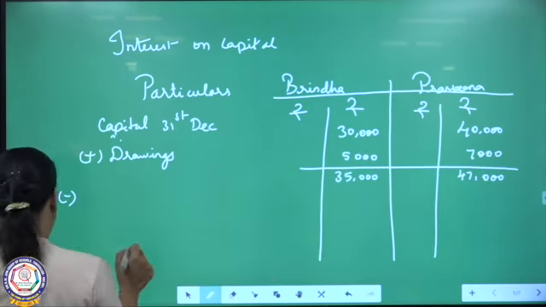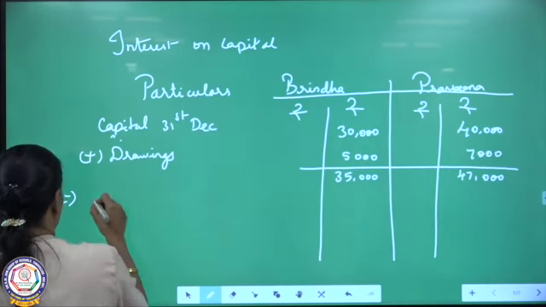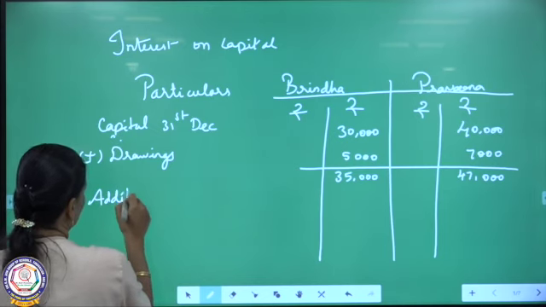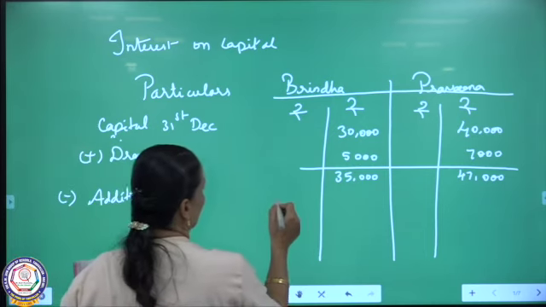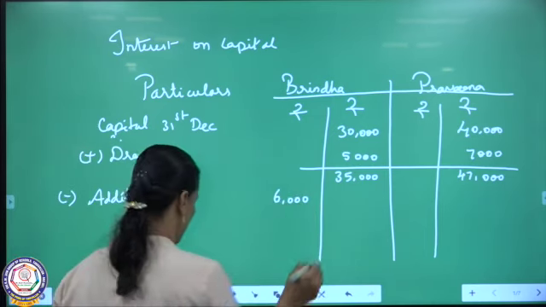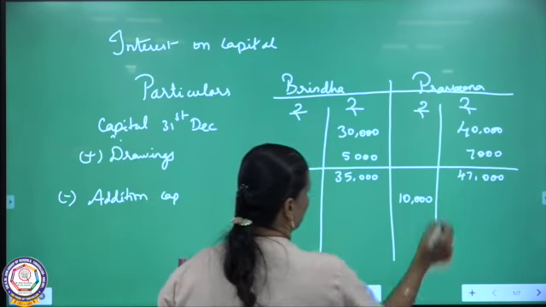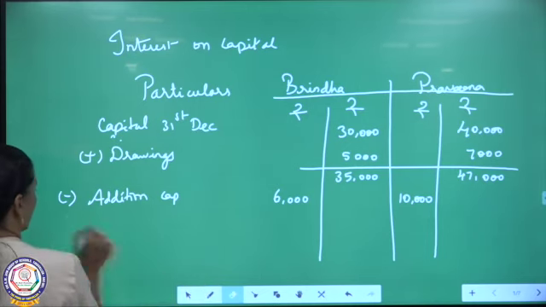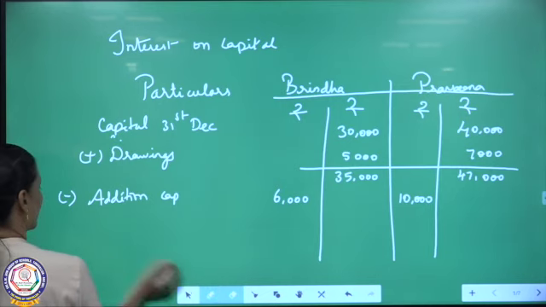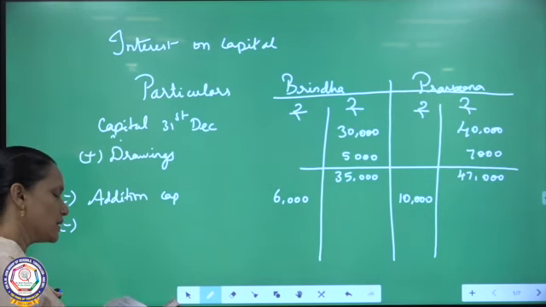Next, subtract. What? Additional capital they have introduced, that also we have to subtract, isn't it? So, additional capital. How much? 6,000. Here 10,000. Okay. And then already they have given profit. Okay. So, profit also what we should do? You have to subtract. Okay. Profit already credited. So, what we should do?